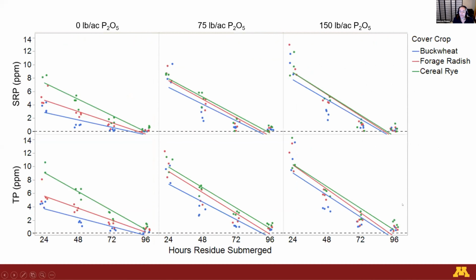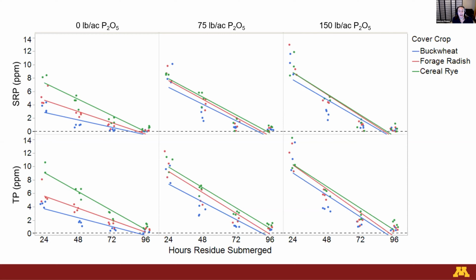So this graph is really busy. So I'm just going to go over it briefly, but I talk through it more in my video. I'll give a quick plug to go back and watch the video if you want to dig in a little bit more into this graph. But what we're seeing overall is that after the first 24 hours, you really do get a big pulse of phosphorus released from that frozen cover crop residue.